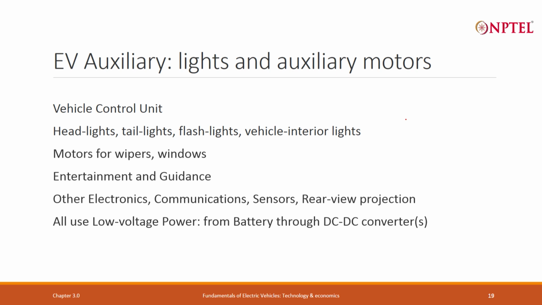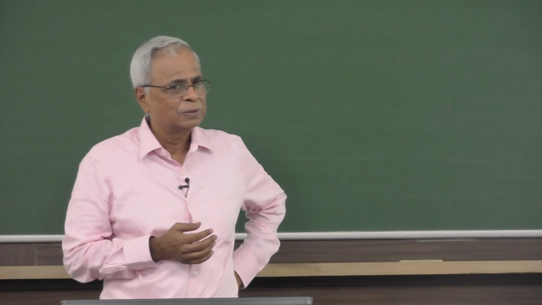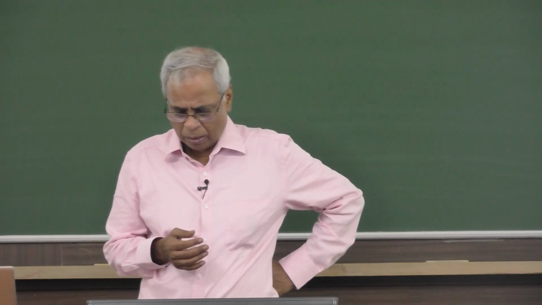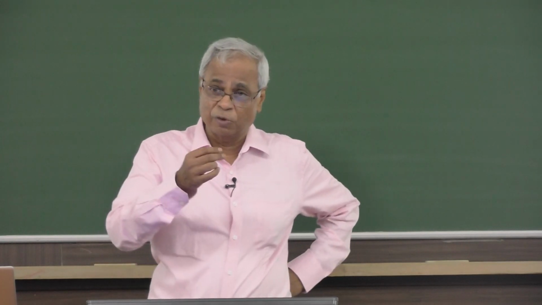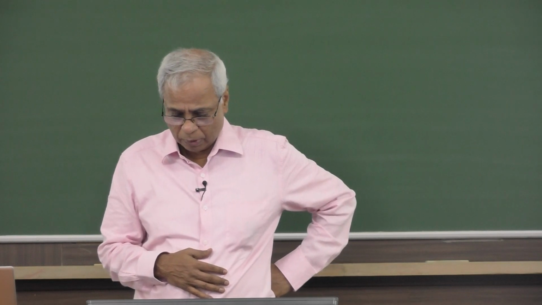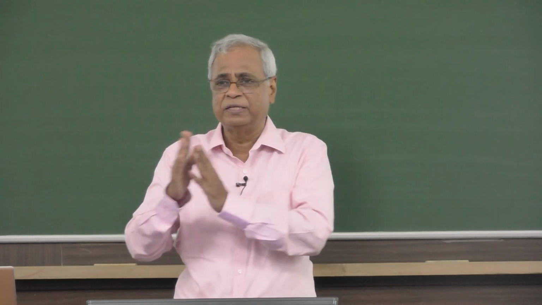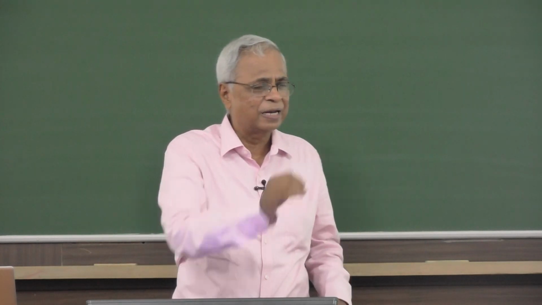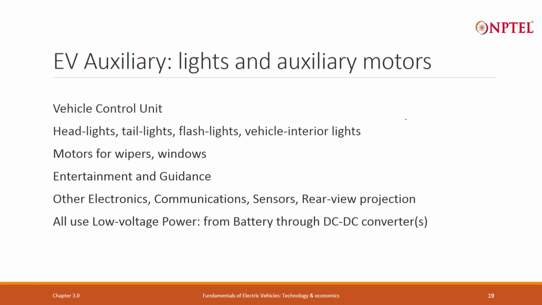All use low voltage power. Most of the electronics today actually work at 3.3 volts or even lower. So, you tend to use 5 volts. There are electronics which use even lower than 3.3 volts. So, of course, you will have to go through a DC-DC converter to get the right voltage from the battery.